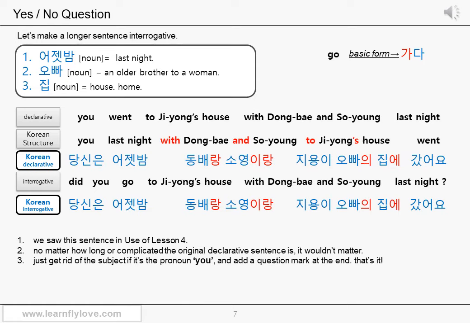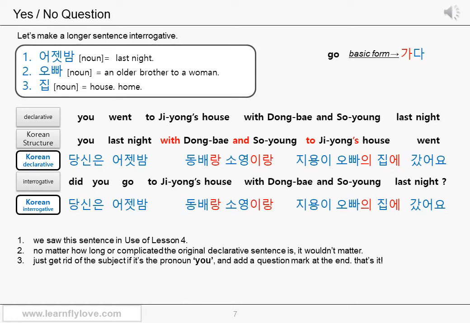어젯밤. With 동배 and 소영. We can see the preposition with and the conjunction and here. We know we can use 하고, 과, 와, or 랑, 이랑 interchangeably here. Let's use 랑 for both with and this time. It sounds cute.